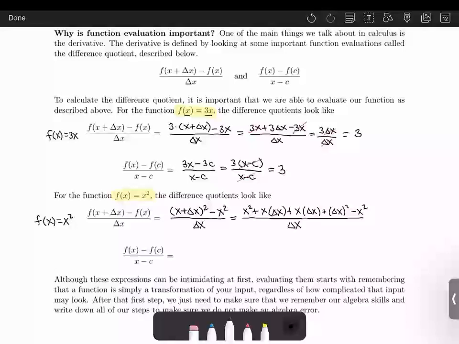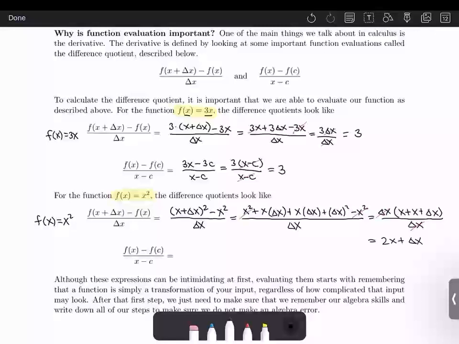Okay, so again, I noticed that my x squared on top and bottom are going to cancel out. And now on top, I have a common factor of delta x. So I'm left with an x plus a delta x all over delta x. And I noticed that these delta x's can cancel just like they did in our first example. So I'm left with 2 x's and a delta x.